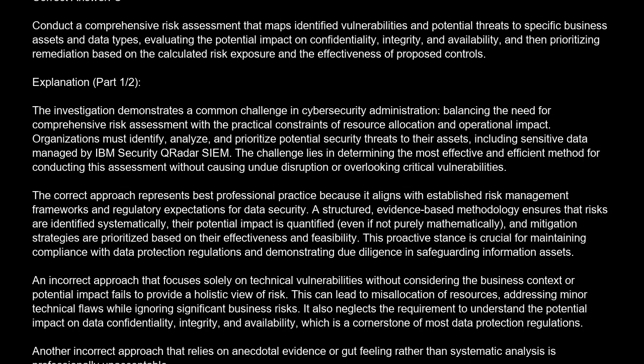The correct answer is C. Conduct a comprehensive risk assessment that maps identified vulnerabilities and potential threats to specific business assets and data types, evaluating the potential impact on confidentiality, integrity, and availability, and then prioritizing remediation based on the calculated risk exposure and the effectiveness of proposed controls. Explanation.